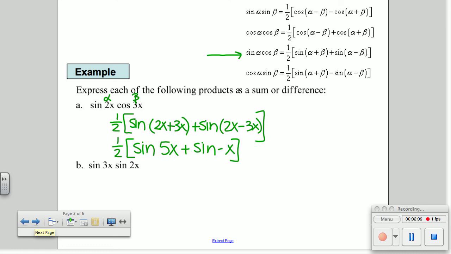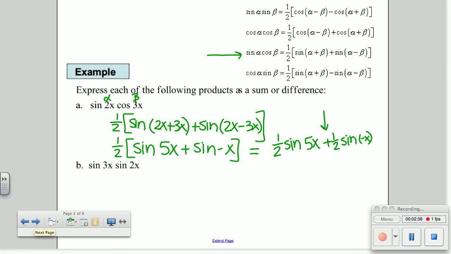Now, I don't know what x is. I don't know what angle we're talking about here, so that's as far as I can go. I can't answer this question. Again, I'm just trying to express it as a sum. You could also, if you wanted to, distribute the 1/2. So now you can see that my product is now written as a sum instead. I took two things that were being multiplied and I changed them to two things being added.